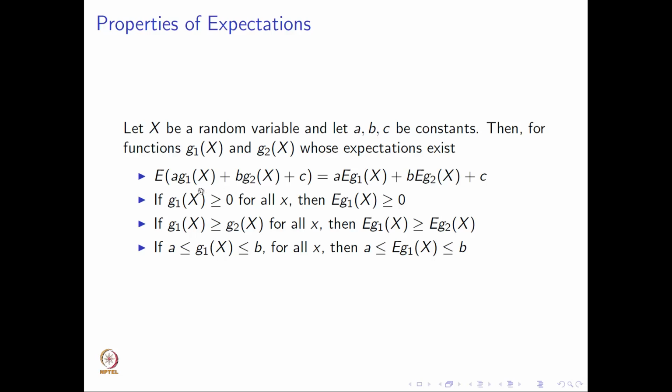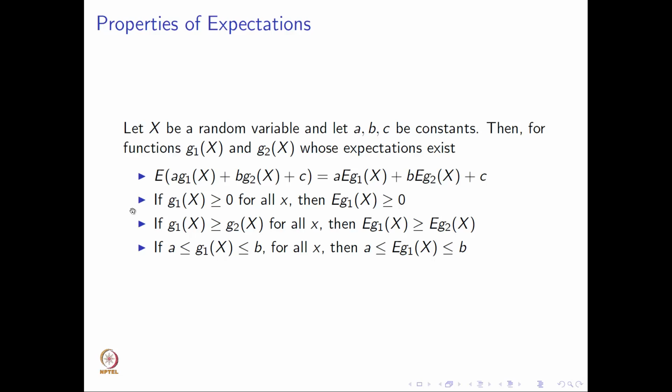There are actually a few things to note here. First of all, the expectation of a constant is equal to the constant itself. The expectation of a constant times a random variable is equal to the constant times the expectation of the random variable, and the expectation of the sum of two random variables can also be represented as the sum of the expectations of the two random variables. Note that here the two random variables need not be statistically independent.